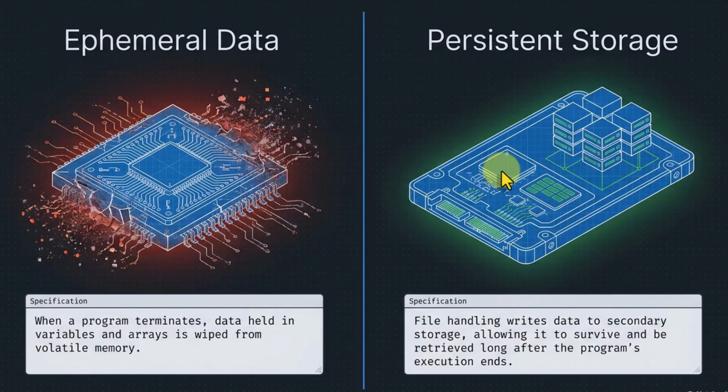Mainly we use databases or things like that for this, but at a very basic level we work with file handling. File handling is simply creating files, reading data from files and writing data to files, which live on the secondary storage, allowing our data to survive and be retrieved even after the execution of our program has ended.